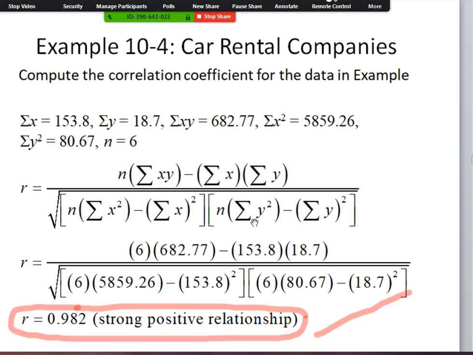And here you take the sum of the y squared, so that's this one here. And then you take the sum of the y's, 18.7, and you square them. So this is what you should have had written down as your formula. If not, maybe rewrite it quickly in there. And then when you go through all that, don't forget to square root it. You got R is 0.982, which we're going to be using later on today. So you'll need to have that number in there. R is 0.982 for these auto car rental companies.